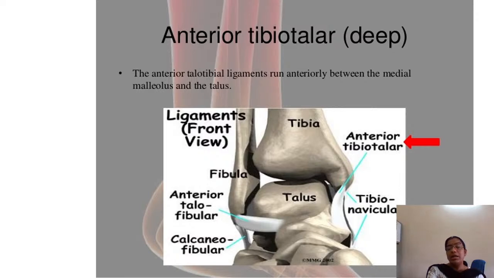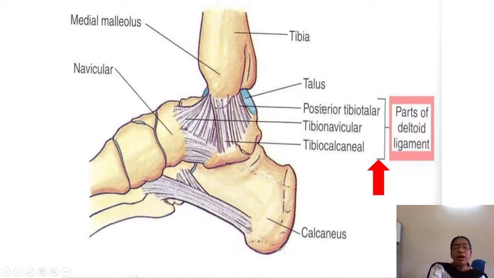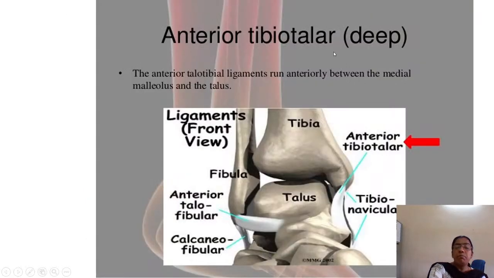So the deltoid ligament consists of two parts, the superficial part and the deep part. The superficial part of the deltoid ligament extends as three fibers: from the tibia to the navicular bone, from the tibia to the sustentaculum tali, and from the tibia to the top of the talus. When you see the deep part, it is the anterior tibio-talar, which extends from the lower end of the tibial medial malleolus to the top of the talus. This is the deep part of the deltoid ligament.